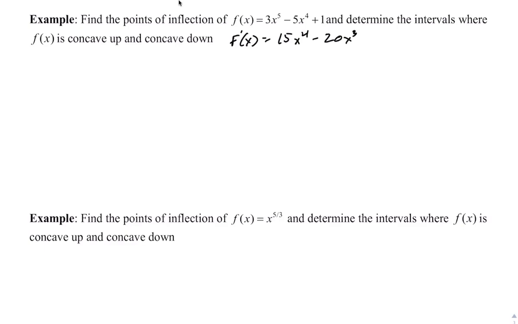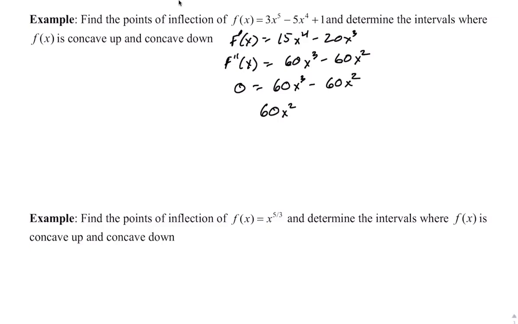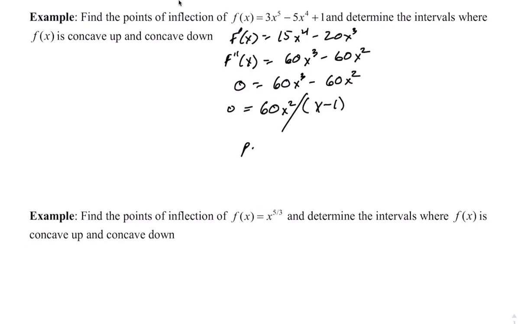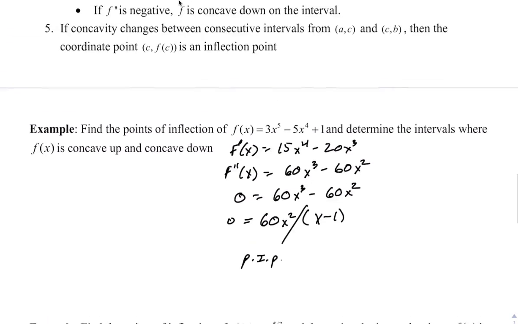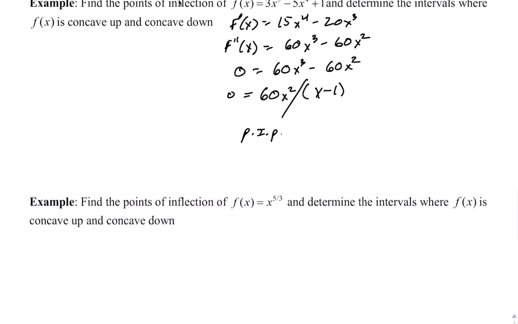Now again, if I want increasing and decreasing, this is what I work with. If we want the inflection points, we take a derivative one more time. I get 60x cubed minus 60x squared. Now we're going to set it equal to 0 or undefined. Lucky for us, this only has the zeros. We factor it. These both have 60x squared in common. I get 60x squared times x minus 1. My possible inflection points are x equals 0 and x equals 1.